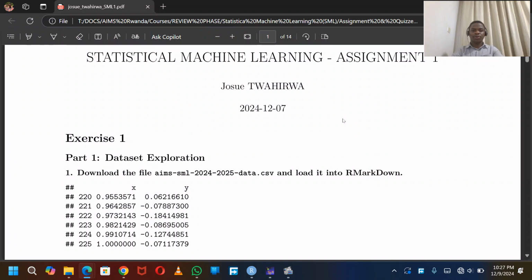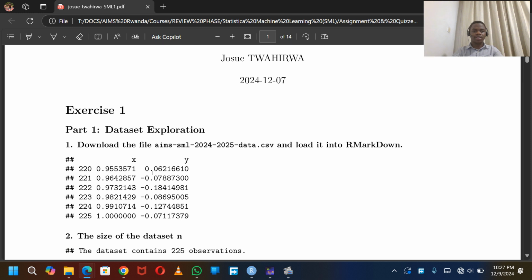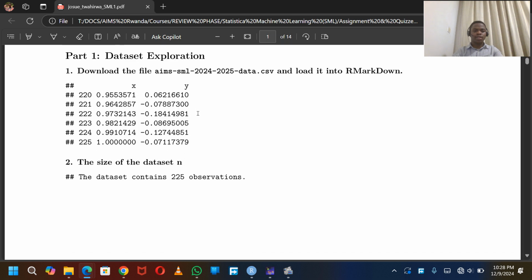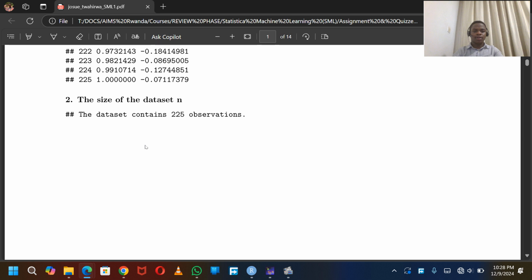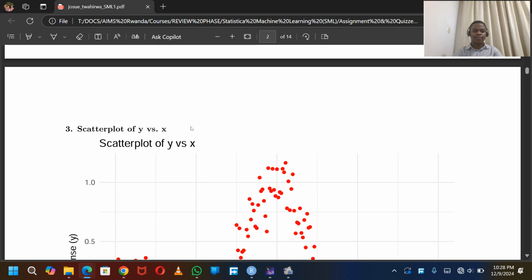I'm going to talk about the summary of my first assignment of statistical machine learning. As you say, I was having the dataset to study, called SML. It contains two variables, one predictor and one response variable. It also contains 225 observations.